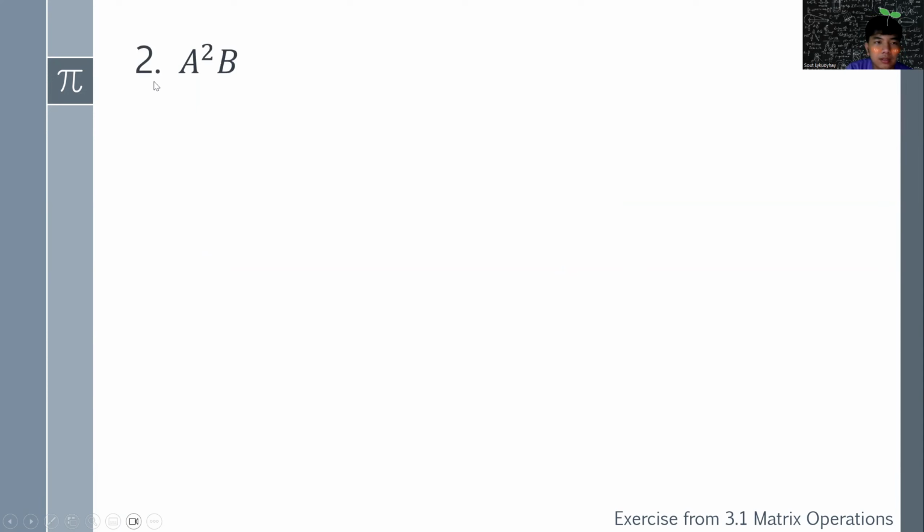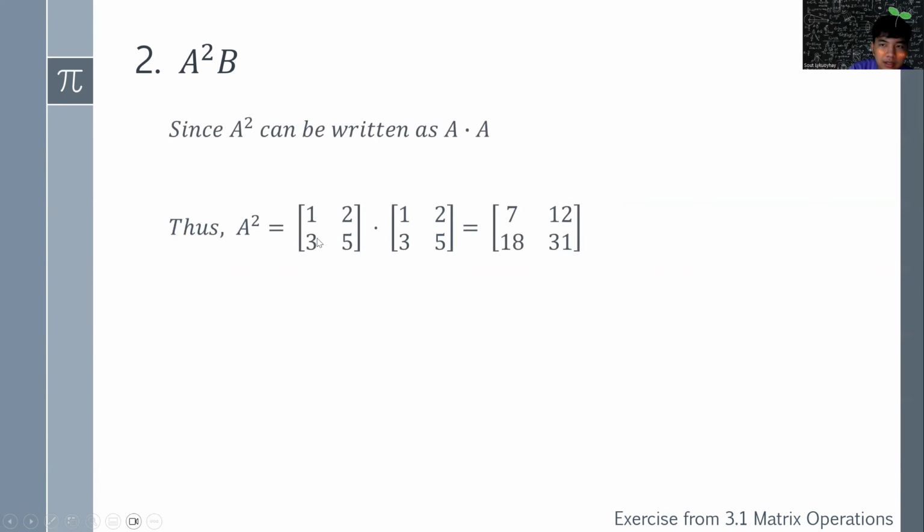So number 2 is A squared times B. Since A squared can be written as A times A, A squared is [1, 2; 3, 5] times [1, 2; 3, 5]. This is a 2 by 2 times 2 by 2, so the answer must be 2 by 2. And we do it in the multiplication way.